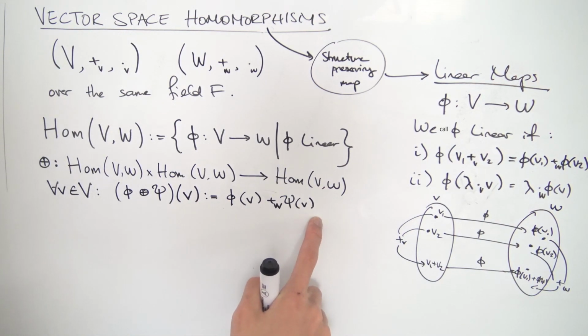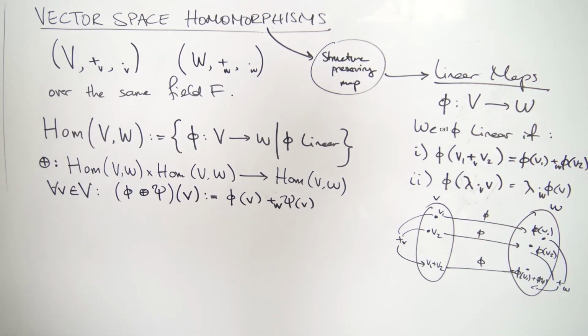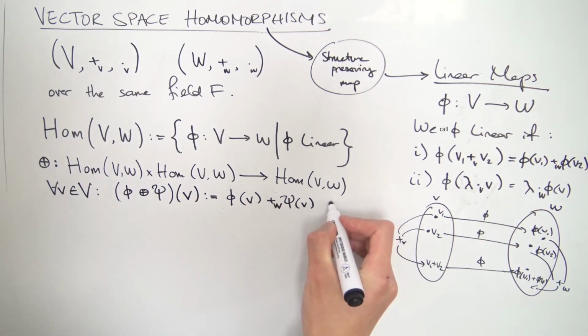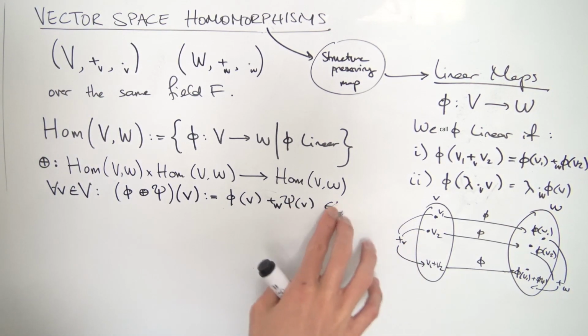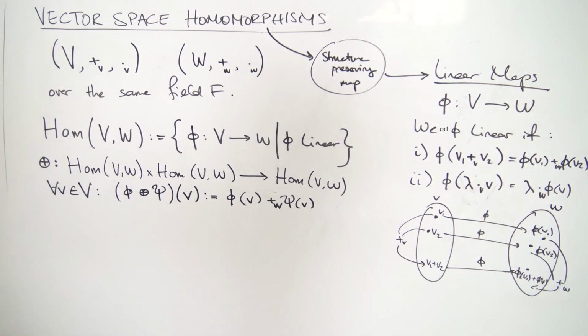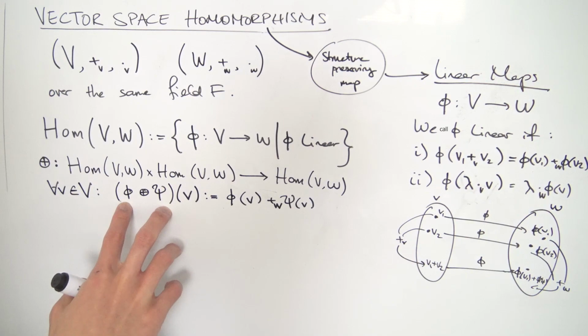This is how we define it. Now, so far, all this map does is take in an element of V and spit out an element in W, which is what this is. This is an element in W. But if it were to be in Hom(V, W), then it must be linear as well. So what we have to do now is check that this φ + ψ is actually linear.